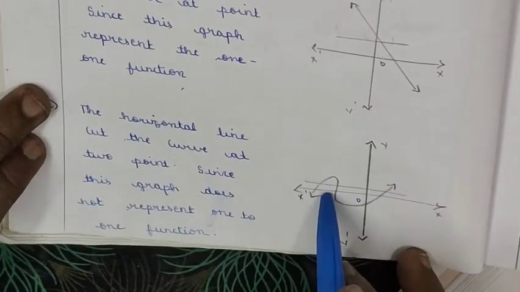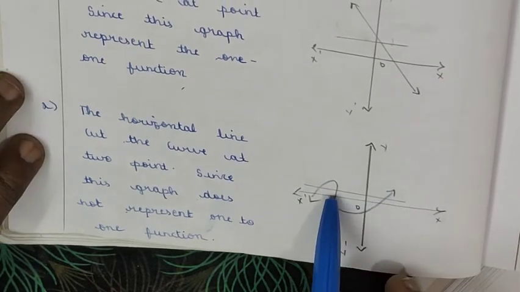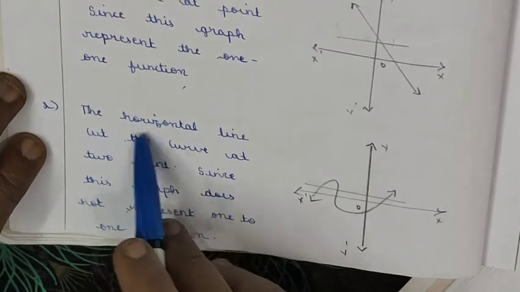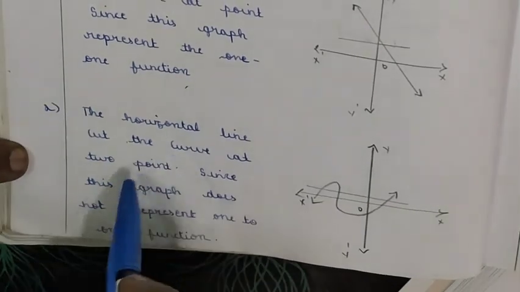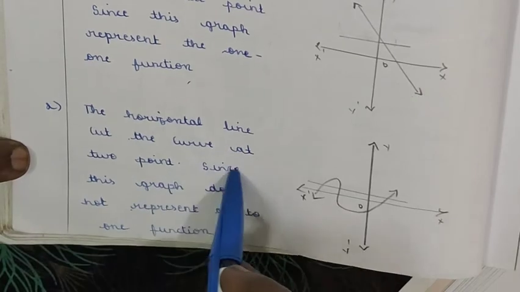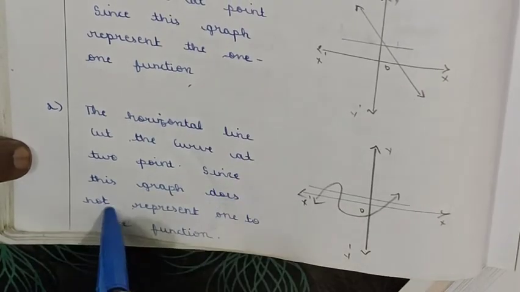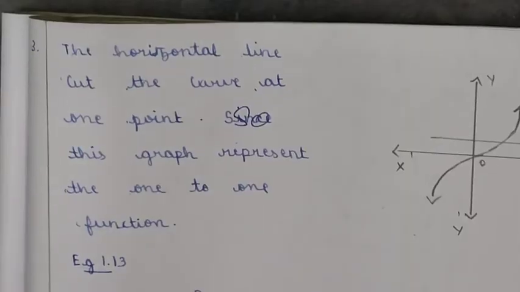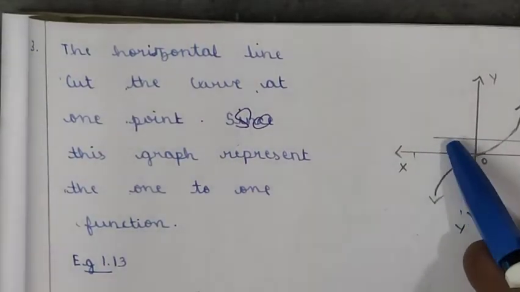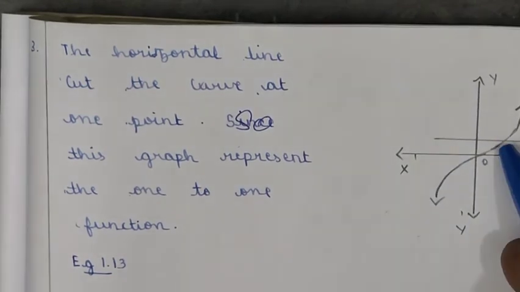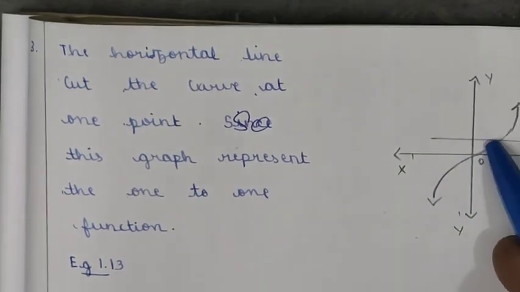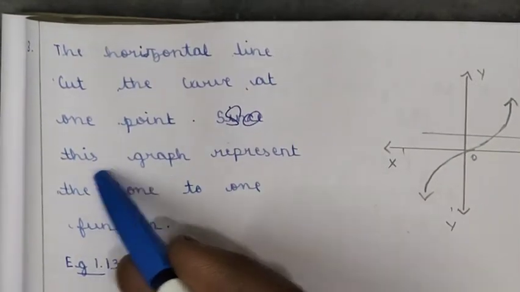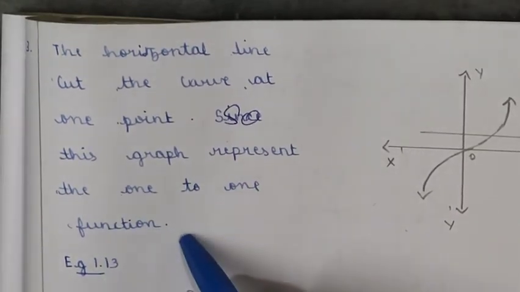The second graph, if we draw a horizontal line, the horizontal line intersects more than one point on the graph. The horizontal line cuts the curve at 2 points, more than 1 point. So this graph does not represent a 1-to-1 function. Third sum, and here also if we draw a horizontal line, the horizontal line cuts the graph at only 1 point. The horizontal line cuts the curve at 1 point. So this graph represents a 1-to-1 function.